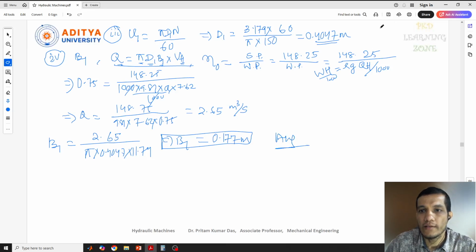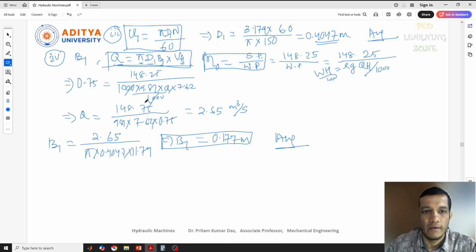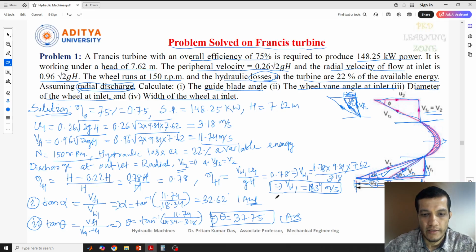So this is one answer. The formula we need to remember. Okay, what are the formula I have written? This formula we need to remember so that we can easily find out. Yes, here 2 questions, 2 answers are there. This one and this one.